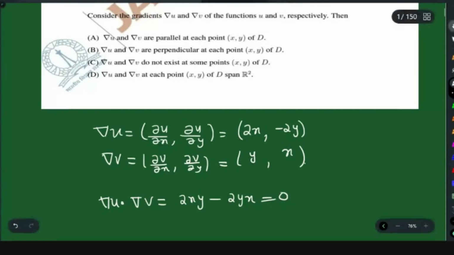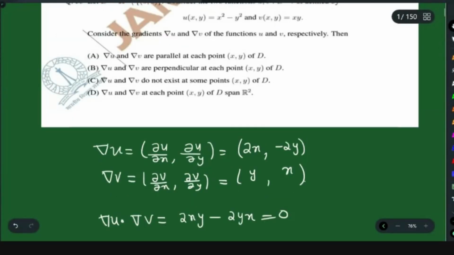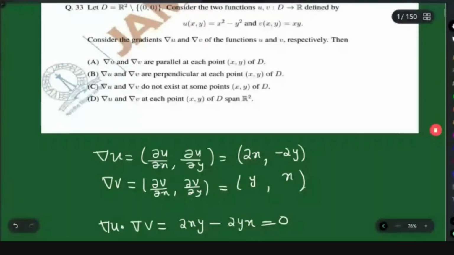So what is the answer? The first option, del U and del V are parallel at each point, is wrong. What about the second one? Del U and del V are perpendicular at each point. That is correct. They are perpendicular. Now what about the third one? Del U and del V do not exist at some point. That is also wrong because at every point del U and del V exist. The gradient always exists because they are nice polynomials, so there is no problem.